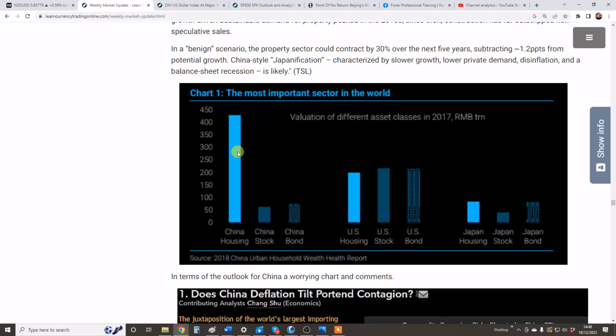Look at the size of China housing on the left, near enough 450 trillion. It dwarfs US housing, US stocks, or US bond markets. I do not see China recovering. Domestic demand just is not going to be able to compensate for the shrinking of exports. So I think the good news is kind of in the price.